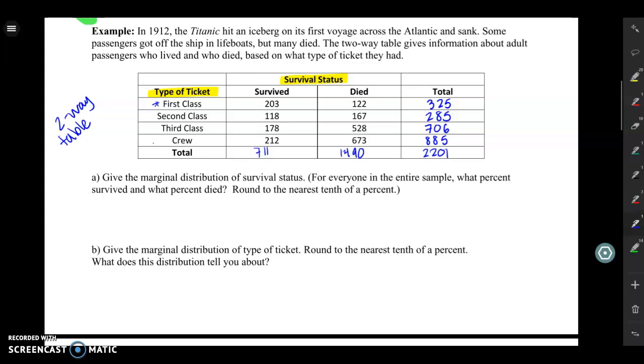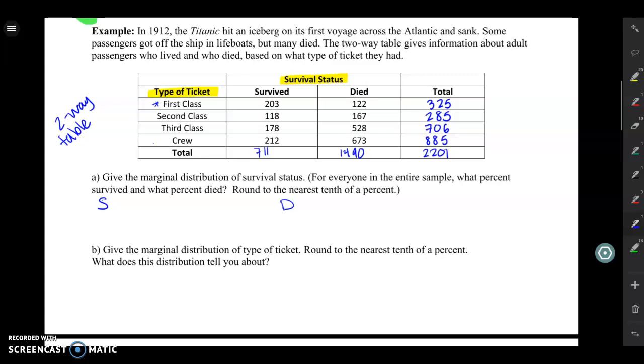So the first thing we want to talk about is giving the marginal distributions of survival status. For everyone in the entire sample, what percent survived and what percent died? And this is our marginal distribution. So I'm just going to put an S for survive and then a D for died, just because we're going to be using those a lot throughout this whole video.